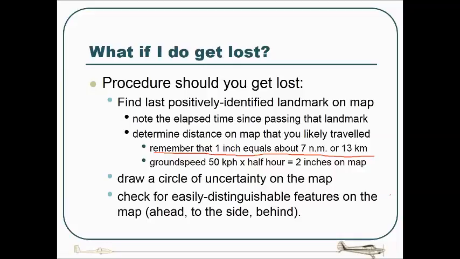Really what you should be doing is maintaining a level of awareness for where you are, where you're headed, and where you want to go. Draw your circle of uncertainty on the map, which is what I did earlier. Check for easily distinguished features on the map ahead, to the side, and even behind you. Because you might be looking in one direction, and meanwhile, what you're looking for is behind you.